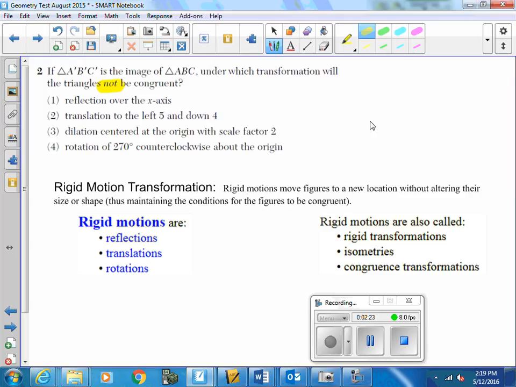So I have some notes for you guys to write down about transformations, and we have rigid motion transformations, and our 3 rigid motions are reflections, translations, and rotations. The important thing about this is when you have a rigid motion transformation, the size and shape of the figure is not going to change. So whenever you do a rigid motion transformation, your image will always be congruent to your pre-image. All right? So take a second to write these notes down.